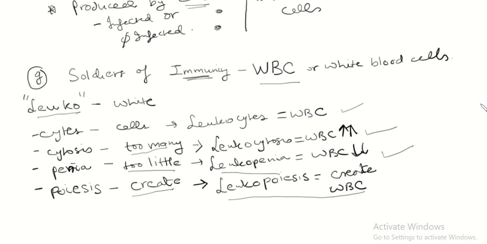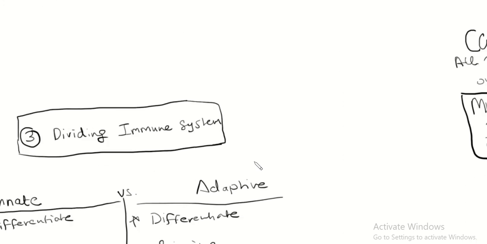We're going to use this paradigm a whole lot when we talk about types of cells. For example, neutrophils. If you have a decreased number of neutrophils, neutrophils plus penia is neutropenia. Easy, right? So that's a few terms right there.